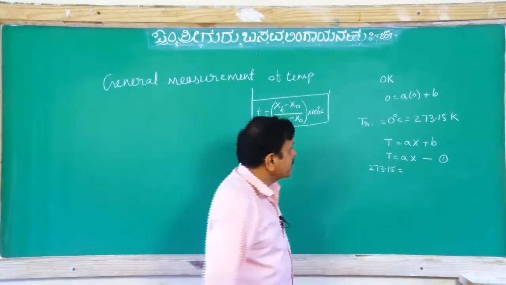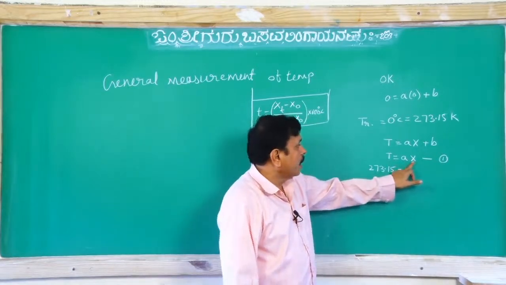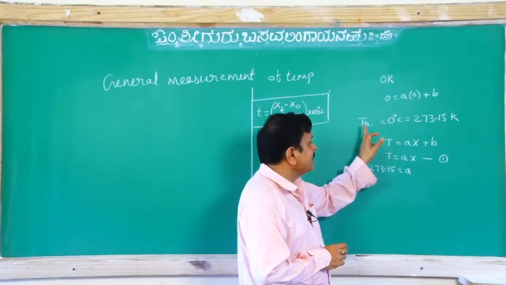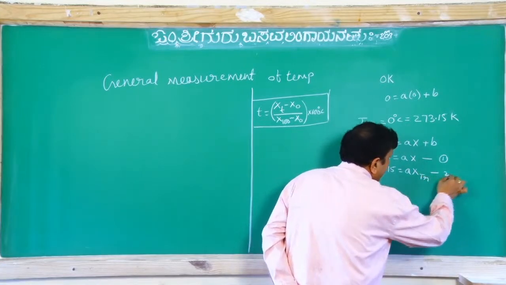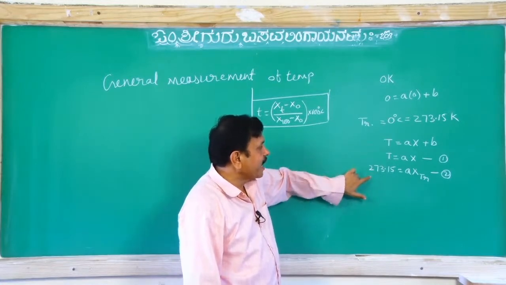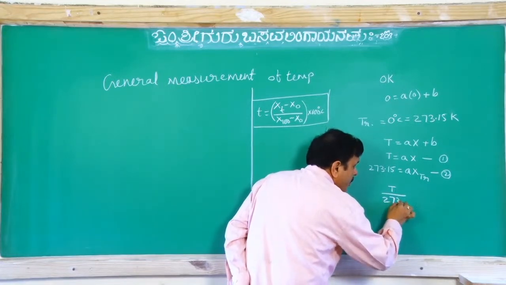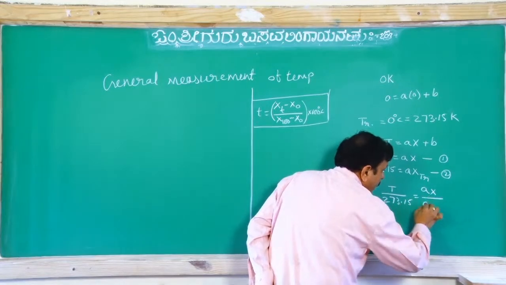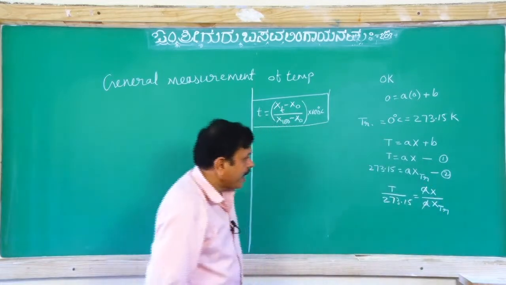273.15 Kelvin is equal to, now a parameter can be written as X. X will be having some value at this temperature, so we can write that as X_TR, say equation number 2. Now if we divide equation 1 by equation 2, we will be getting T divided by 273.15 equal to AX divided by AX_TR. So A and A cancel.